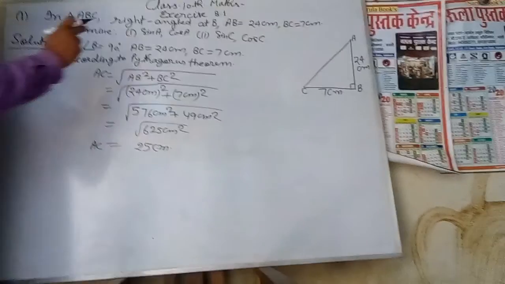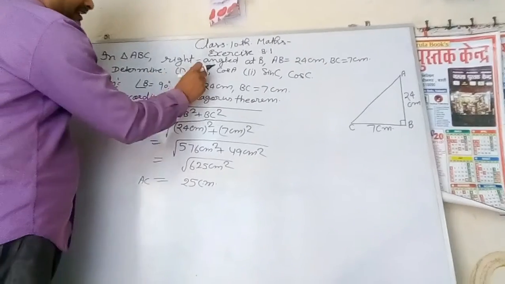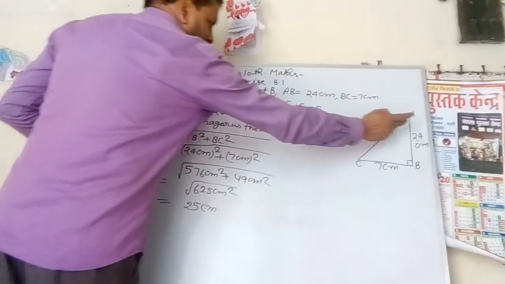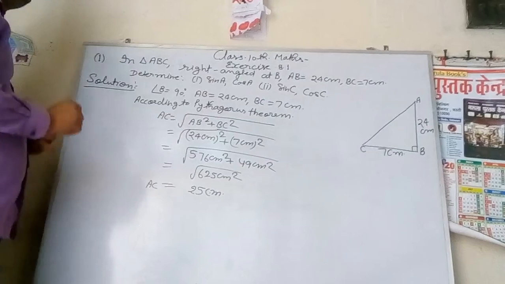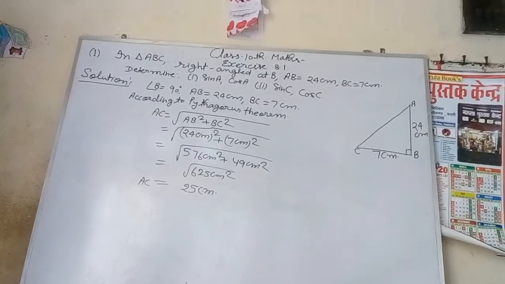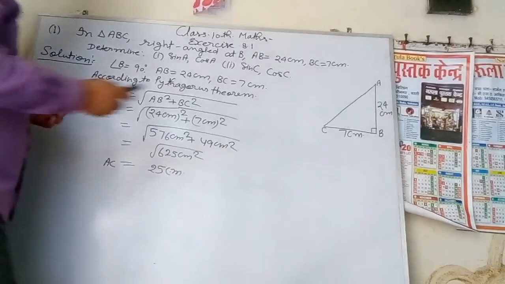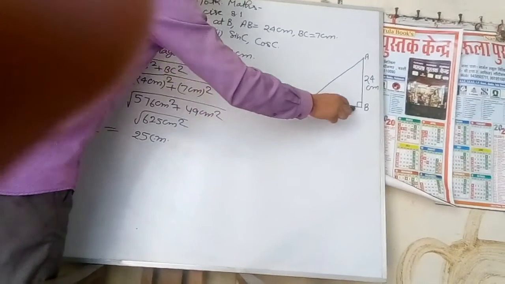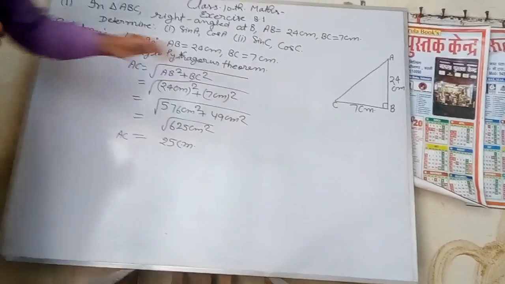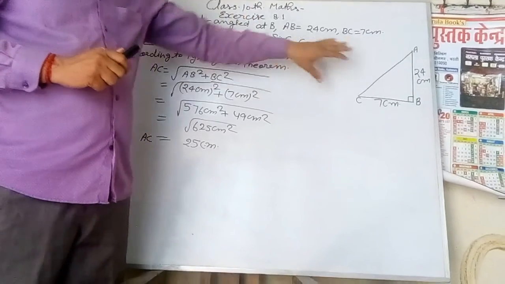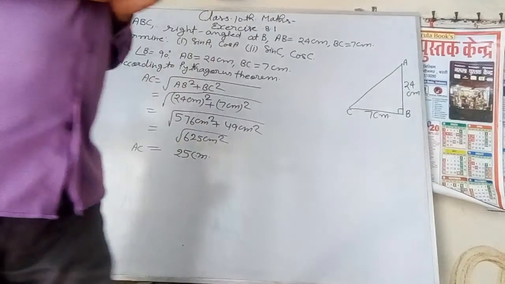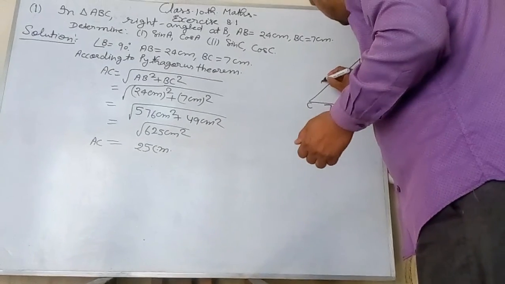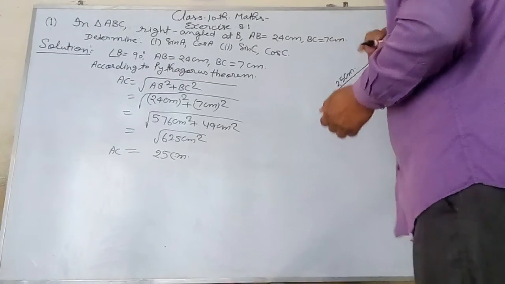First, solve sin A, means find the value of angle A with trigonometric ratio sin, means sin of angle A. If we take angle A, this BC becomes height or perpendicular and AC is hypotenuse. It is already fixed. Hypotenuse is fixed, 25 centimeter.